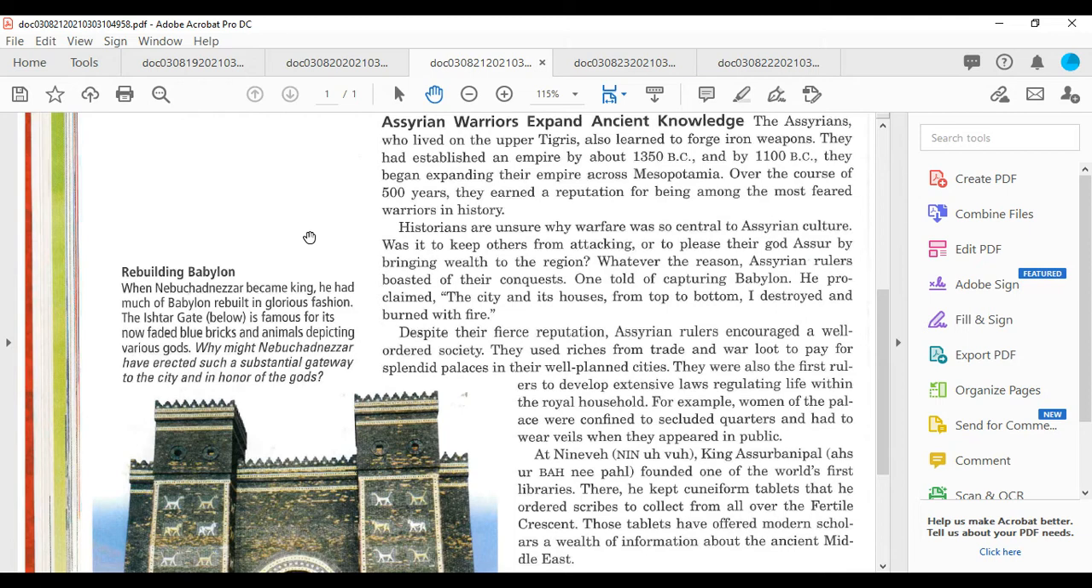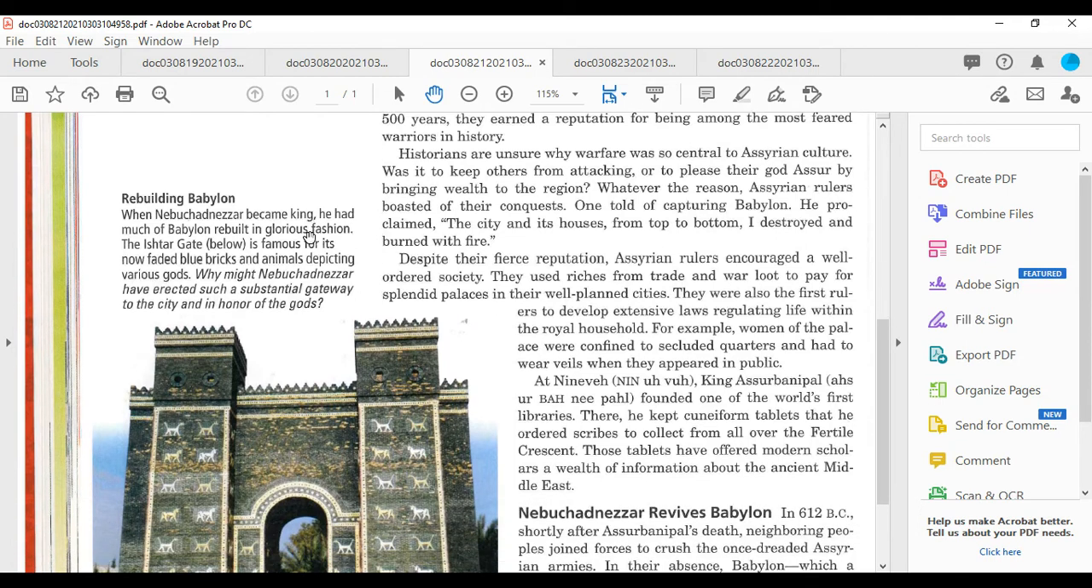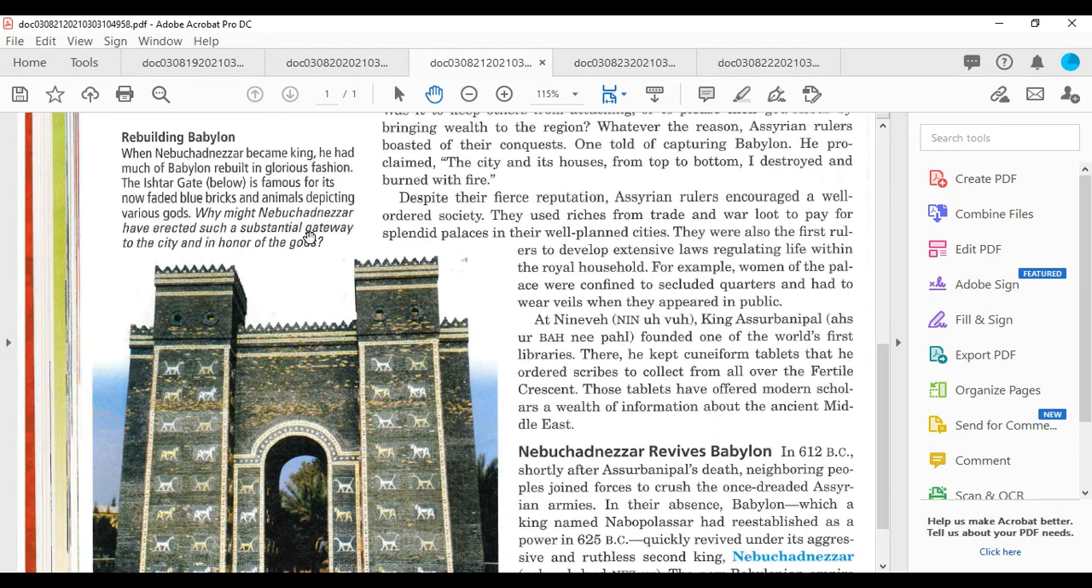Whatever the reason, Assyrian rulers boasted of their conquests. One told of capturing Babylon. He proclaimed, "The city and its houses, from top to bottom, I destroyed and burned with fire." Despite their fierce reputation, Assyrian rulers encouraged a well-ordered society. They used riches from trade and war loot to pay for splendid palaces in their well-planned cities.